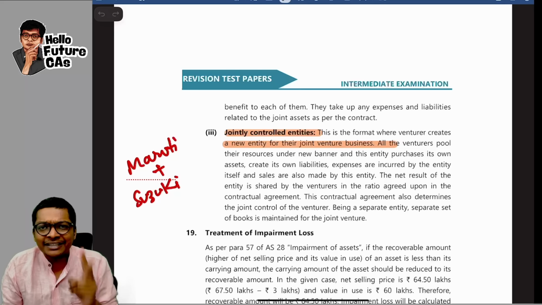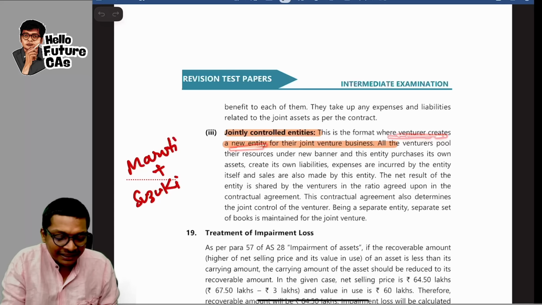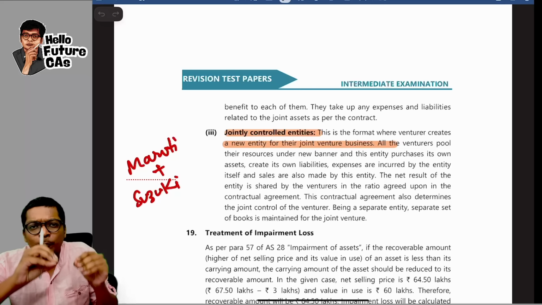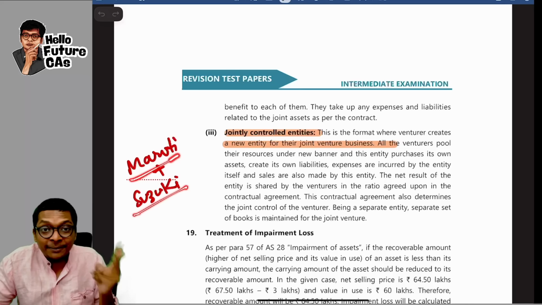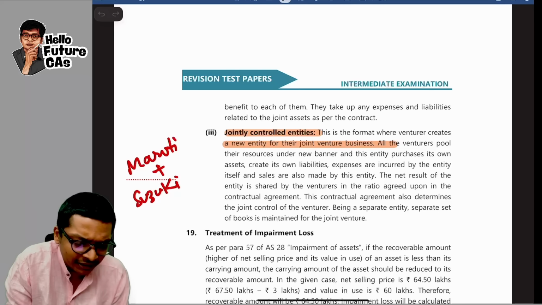Jointly controlled entities. What is the key here? Where the venturers create a new entity. This is the case where A plus B becomes C. Two private limited or two public limited or any combination becomes a separate new entity. For example, Maruti plus Suzuki has become Maruti Suzuki. You will go through this paragraph over here, guys.